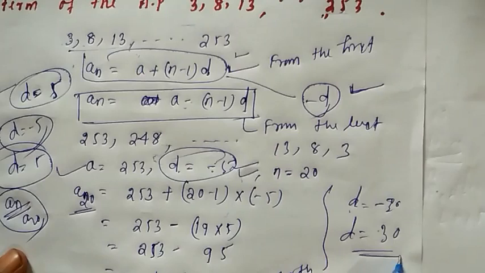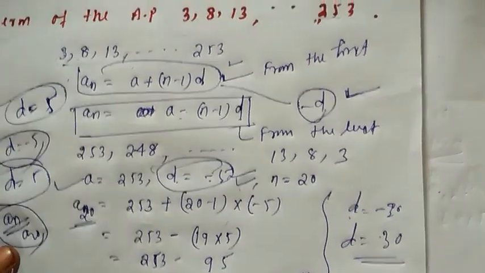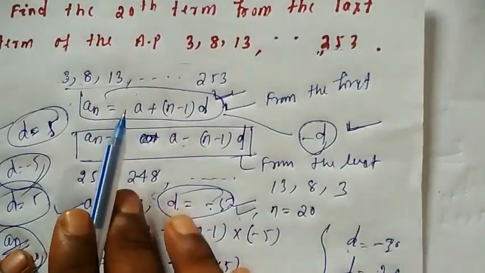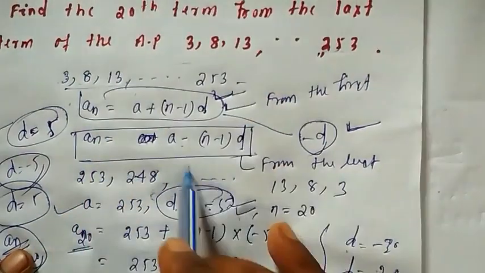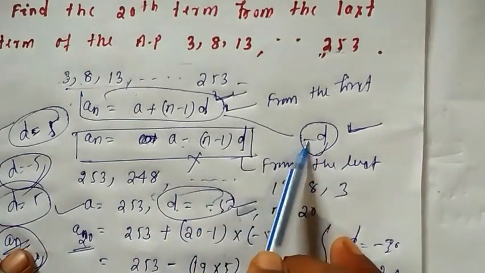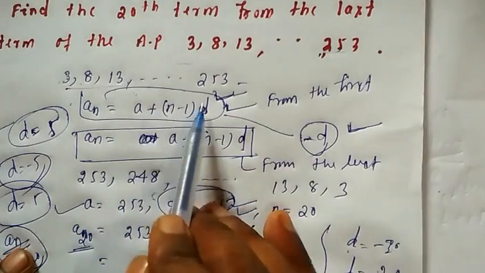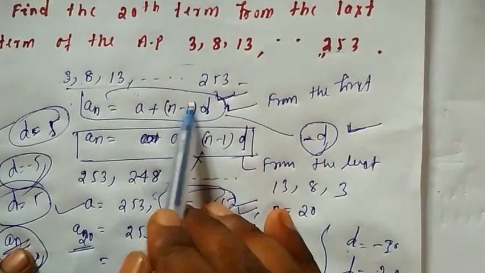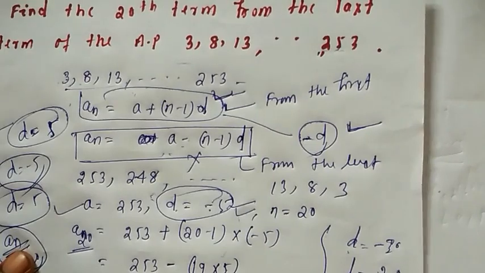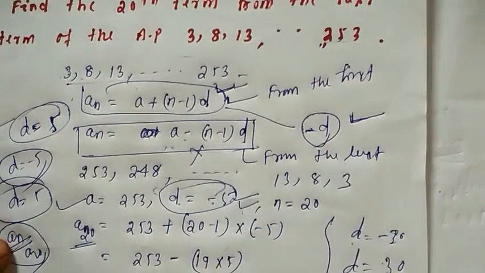positive. Okay. If common difference sign we are changing, then you can apply this first formula. a_n is equal to a plus n minus 1 into d. Don't go for the second formula. If already common difference you are taking as a negative, so after substituting d value negative, it will automatically come in the second formula. Is it clear? Yes or no?